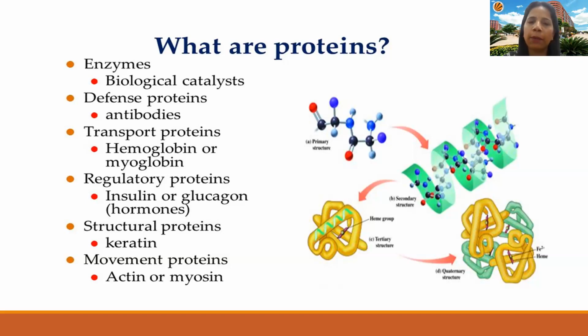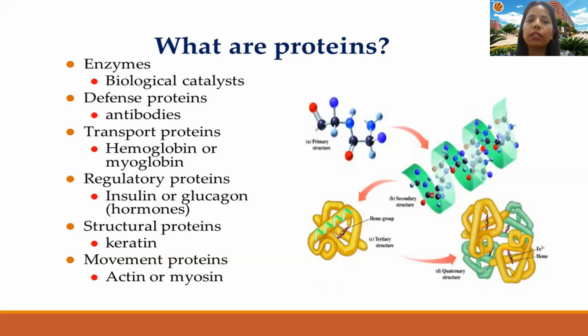Apart from that, we have defense proteins, for example, antibodies. When we study viruses, there are antibodies for that. So antibodies are again a certain type of proteins only. There are hemoglobins and myoglobins, which are transport proteins that are used to transport iron from one place to another, or from one cell to another cell.